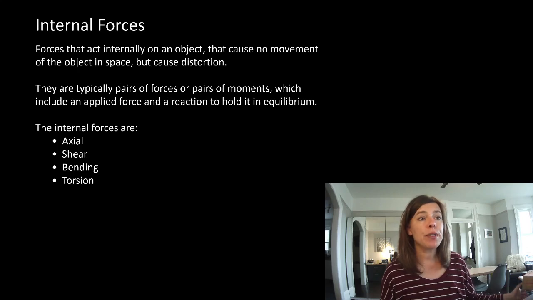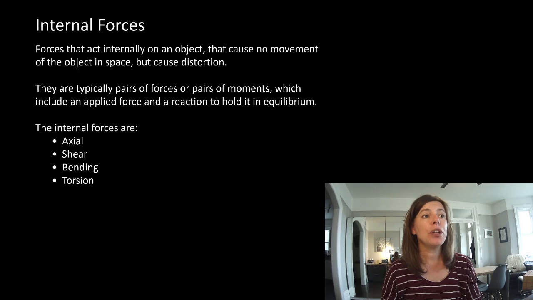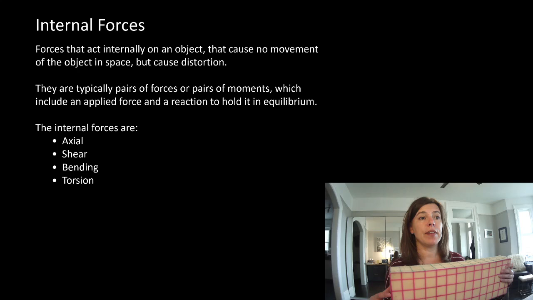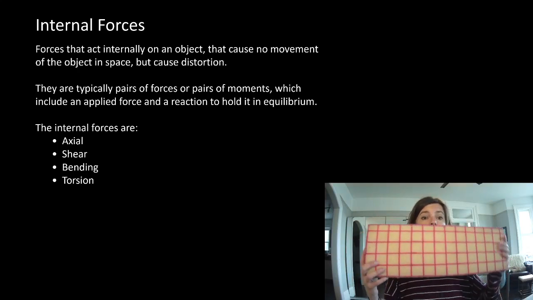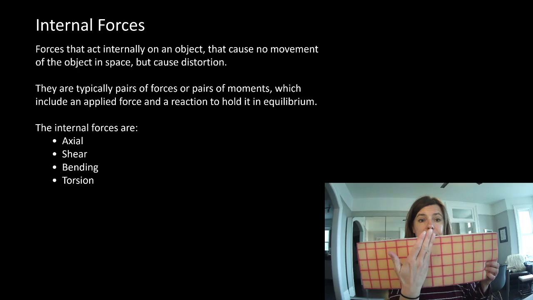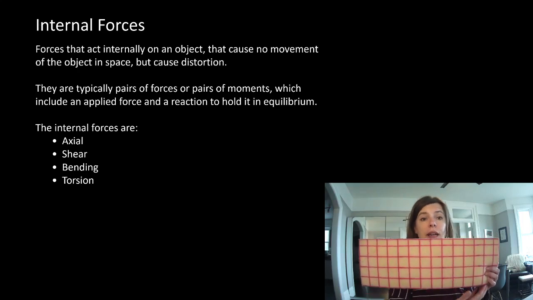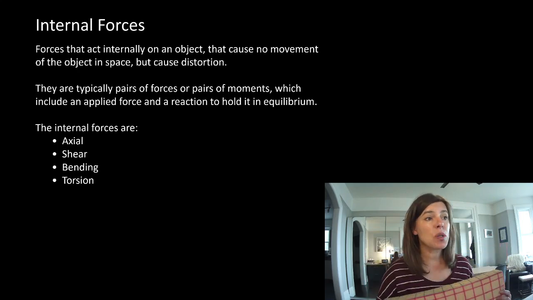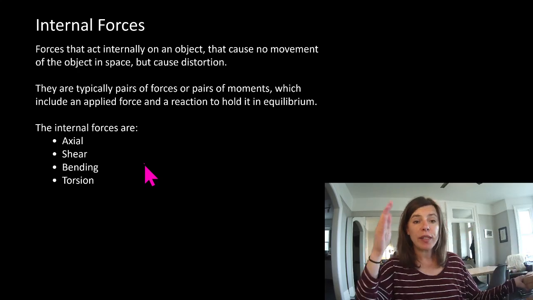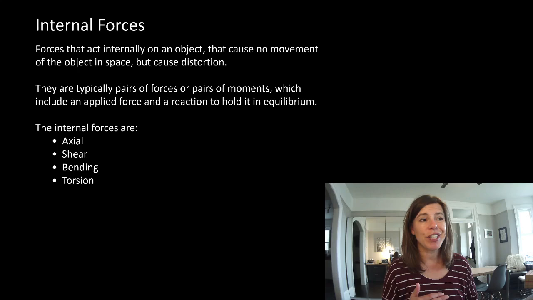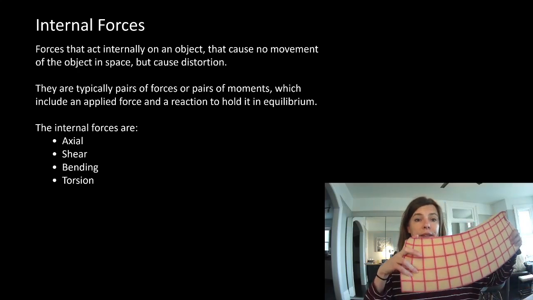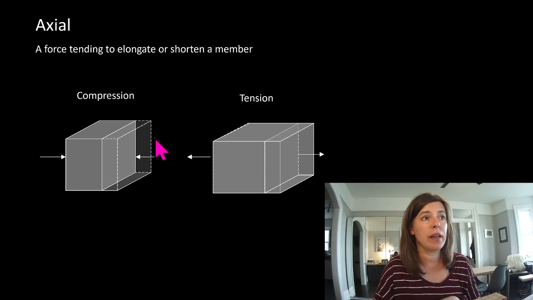They are typically pairs of forces or pairs of moments, which include an applied force and a reaction to hold it in equilibrium. So we have forces and reactions that are holding this in equilibrium, but somehow that applied force has to get over here to our reaction. Last week, we looked at axial loads in objects that transferred that load over to the reactions. But we know that there's shear and bending that can occur as well, especially in a bending element. So that's what we're going to look at this week.